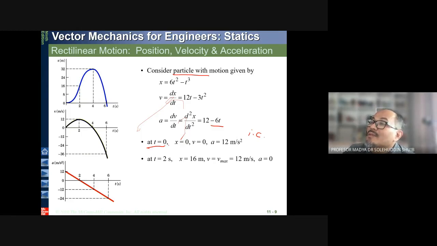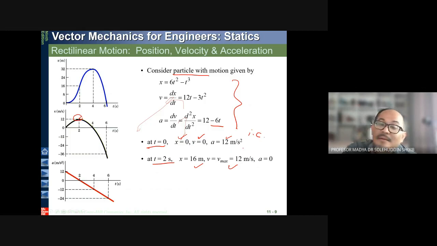When t equals 0, v is also 0, and when t equals 0, acceleration is 12. Next boundary condition, which is t equals 2 seconds. You substitute 2 into these three equations, and you get 16 meters. Maximum velocity is 12, which is here, and then acceleration is 0.